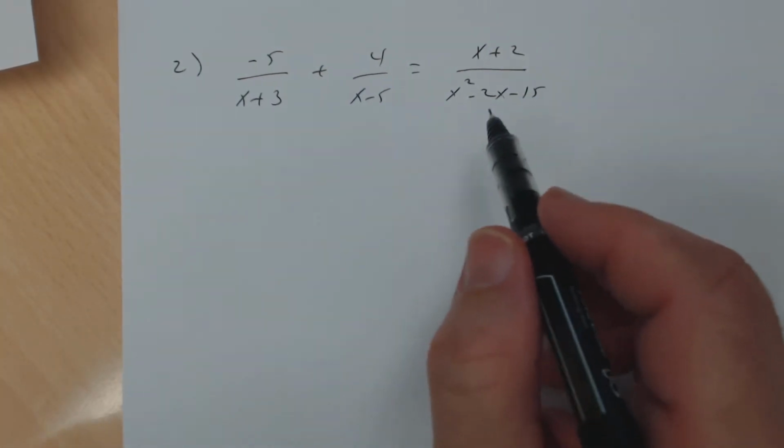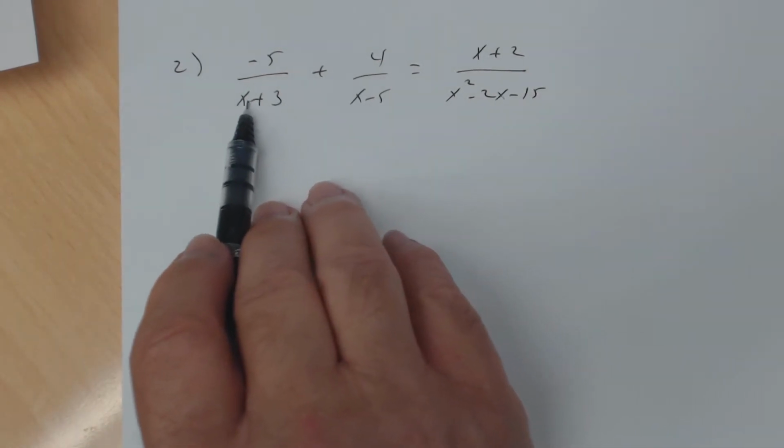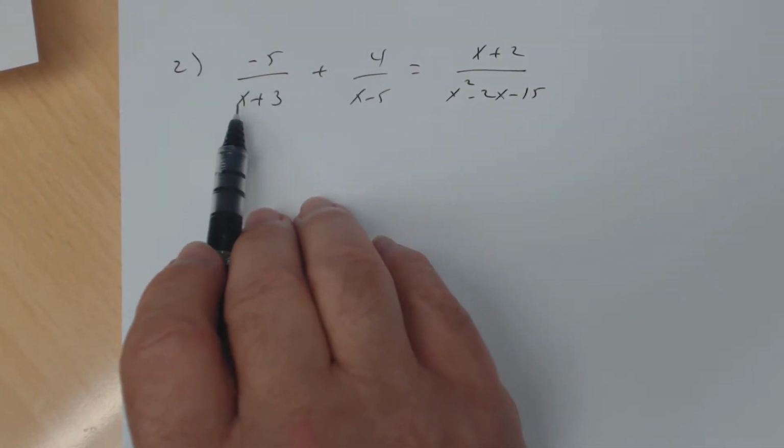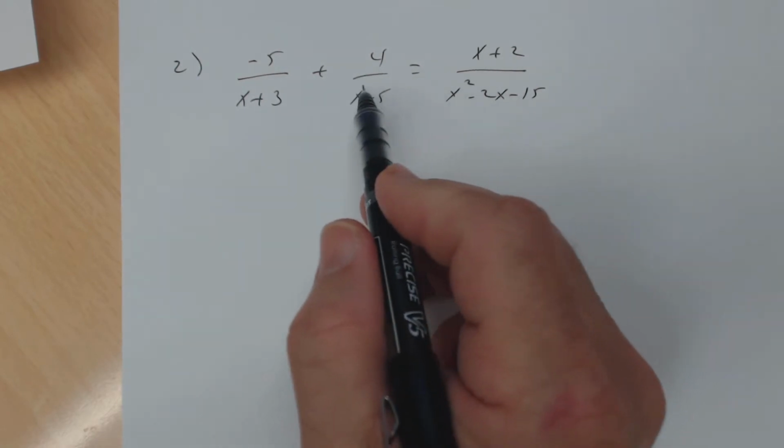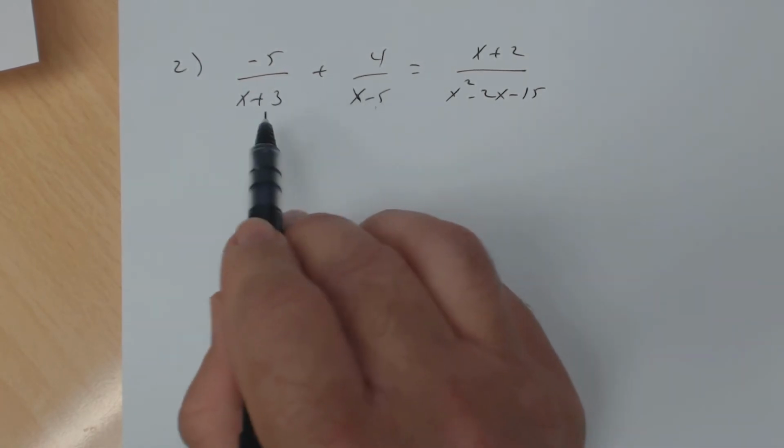Alright, so first thing you're going to do is factor all your denominators. Again, just as before, this is a linear factor. The GCF is 1. This is a linear factor. The GCF is 1. You can't factor any of these.